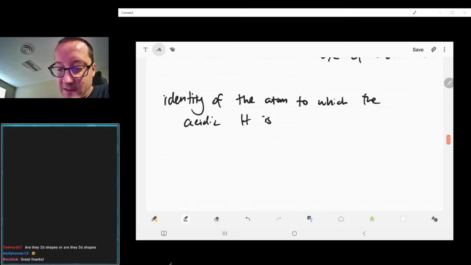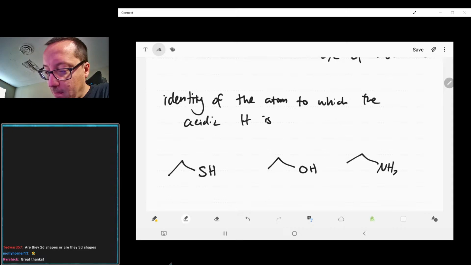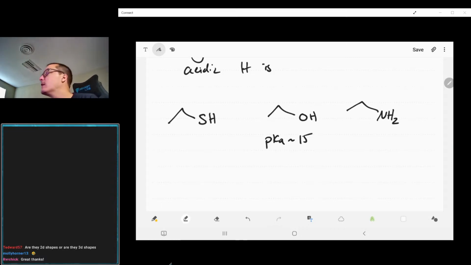So, for example, if we have some organic molecules here, and let's go ahead and look at some of these. Again, the pKa of this one is going to be about 15. Let's look up the pKas of the others. Ethylamine pKa. That's its pKb. What's its pKa?